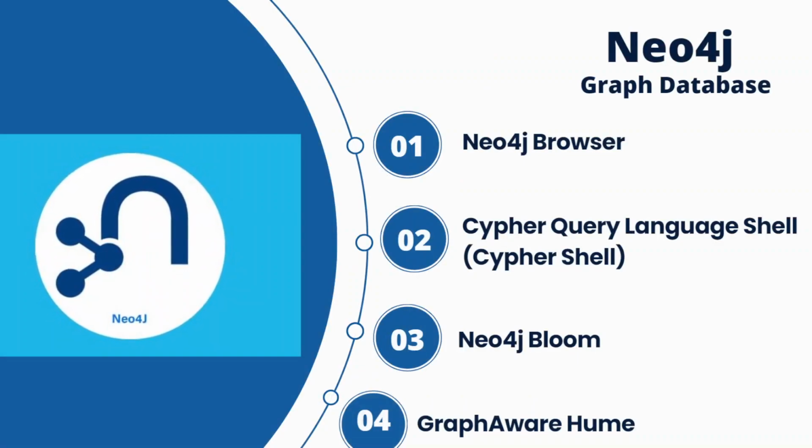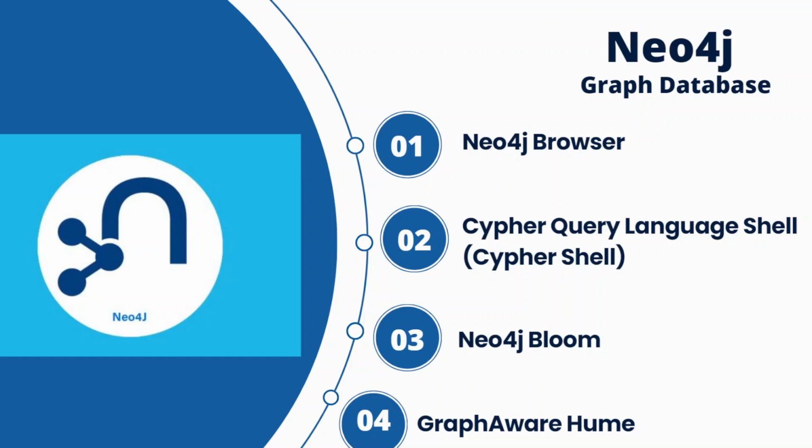As we move on, we come to Neo4j. Neo4j is a graph database management system. It is built on a property graph model consisting of nodes, which represent entities, and relationships, which represent connections between nodes. So the tools of Neo4j are Neo4j Browser, which is a web-based interface for interacting with Neo4j databases. It allows users to write and execute Cypher queries, visualize graph data, and explore relationships.